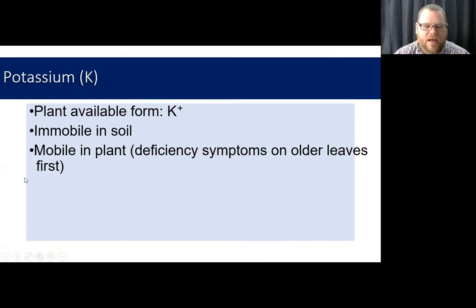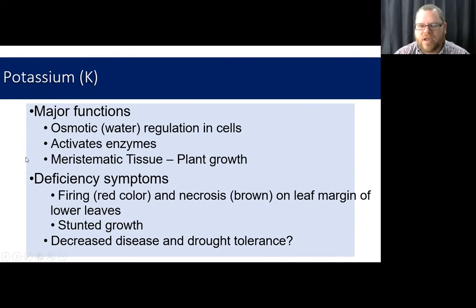Potassium is available only in one form. It is immobile in the soil and mobile in the plant. Its functions are osmotic regulation in the cells, or water regulation in the cells. It activates the enzymes, and again, plants don't need you to add enzymes. They make it themselves, but potassium helps to activate those enzymes, and meristematic tissue, which is where the plant grows.